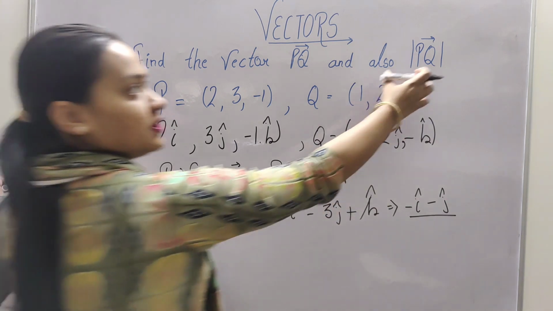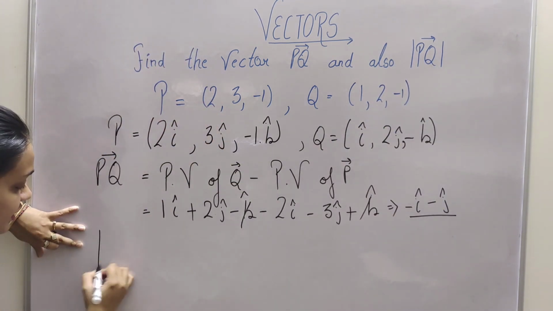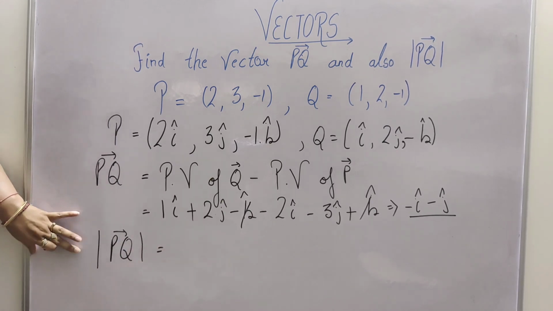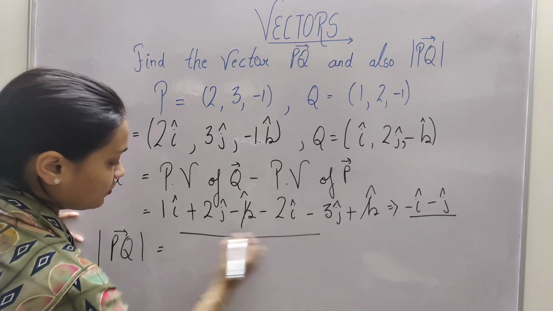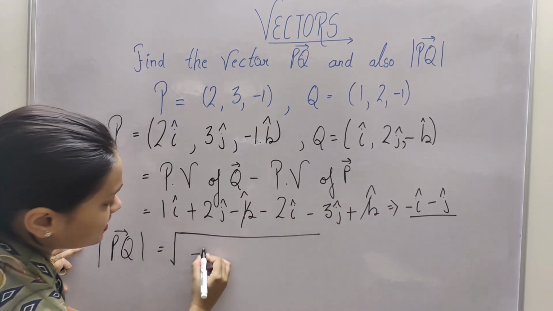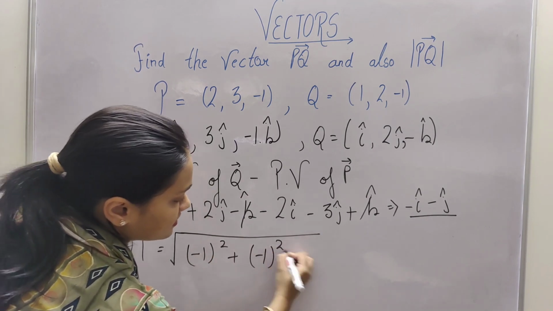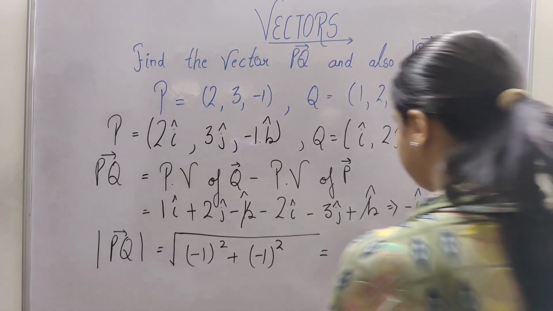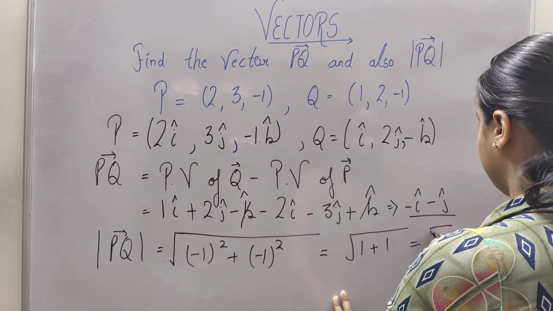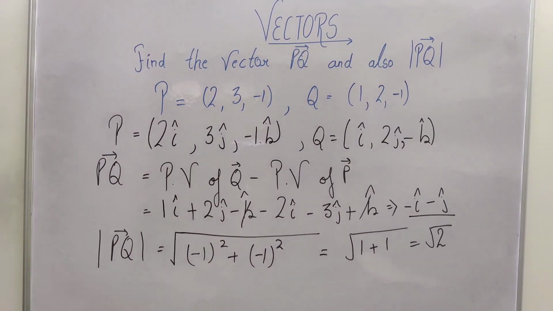Now you have to calculate the magnitude of PQ. So magnitude of PQ is calculated by taking the root, and you have to square this value. The values come 1 plus 1, which is root 2, is the answer of this question.